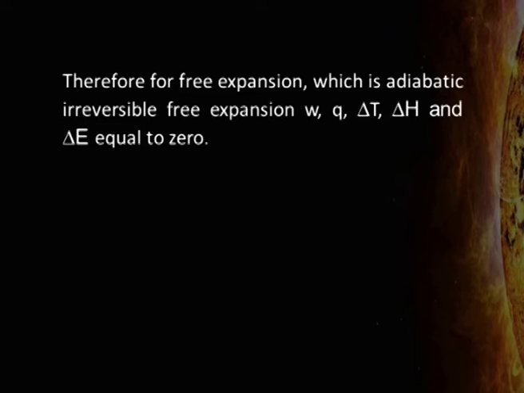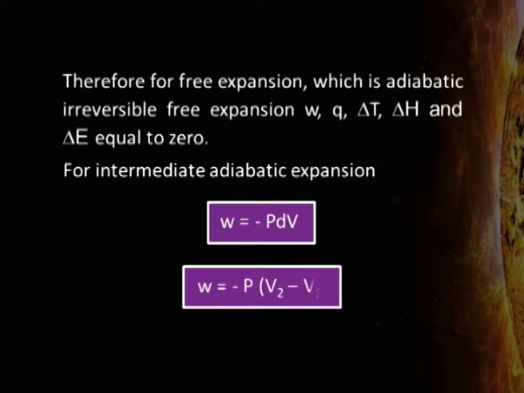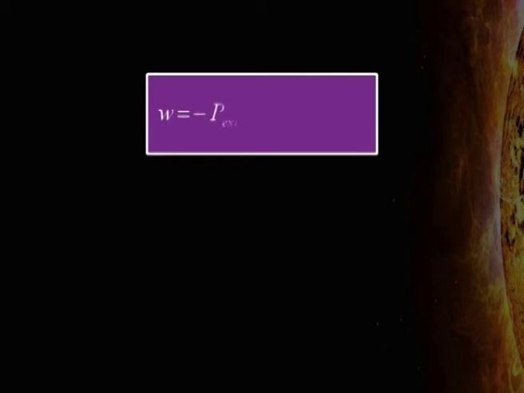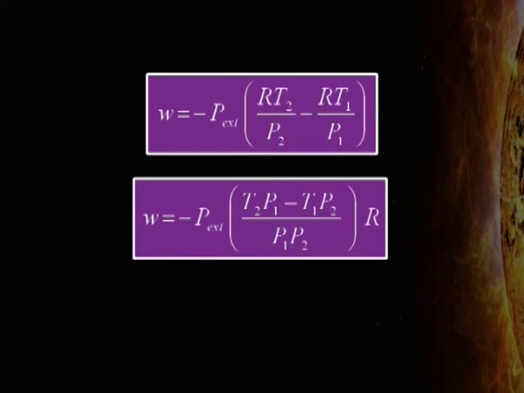to 0. For intermediate adiabatic expansion, W will be equal to minus P dV, that is W will be equal to minus P multiplied by V2 minus V1. Therefore, W will be equal to minus P external multiplied by RT2 upon P2 minus RT1 by P1, which is equal to minus P external into T2P1 minus T1P2 upon P1P2 multiplied by R.